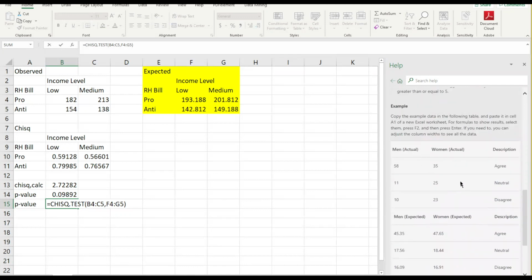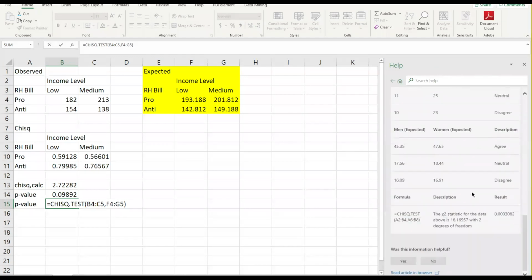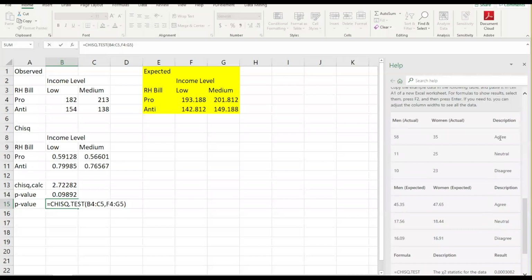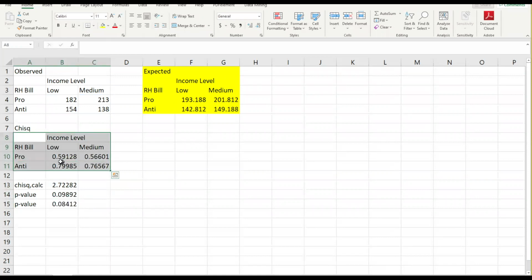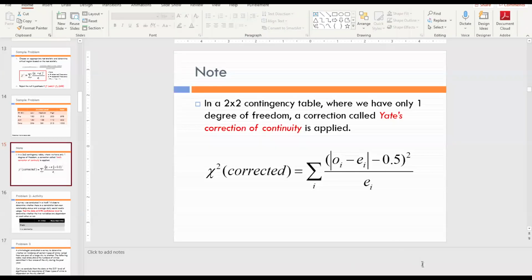Okay? Tapos meron din sila mga example data na pwede nyo tingnan, no? So, for example, ito. So, this is 2 by 2. Di 2 by 3 pala to. Sorry. 3 by 2, I mean. Okay? So, si chi-square test does not account for Yates correction. No? So, if you have 2 by 2, kailangan yung manual yung gamitin nyo para ma-account nyo yung Yates correction for continuity. Okay? So, that's chi-square test.